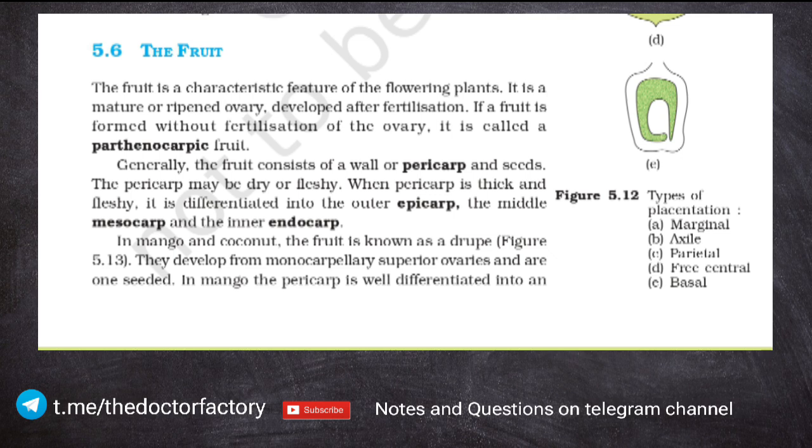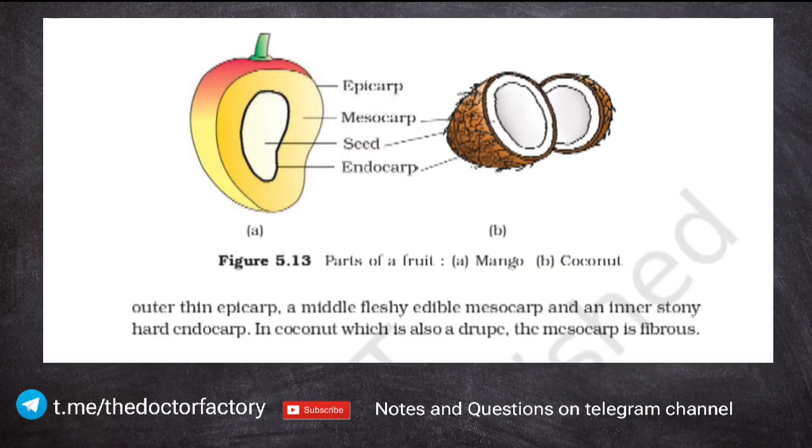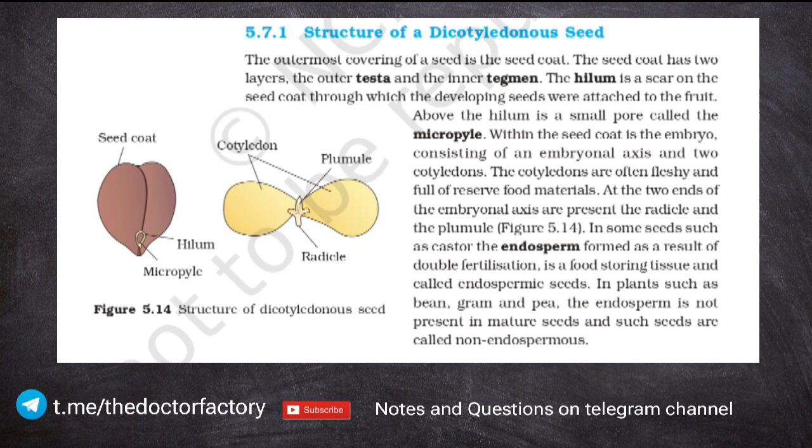5.7 The seed. The ovules after fertilization develop into seeds. A seed is made up of a seed coat and an embryo. The embryo is made up of a radicle, an embryonal axis and one or two cotyledons.